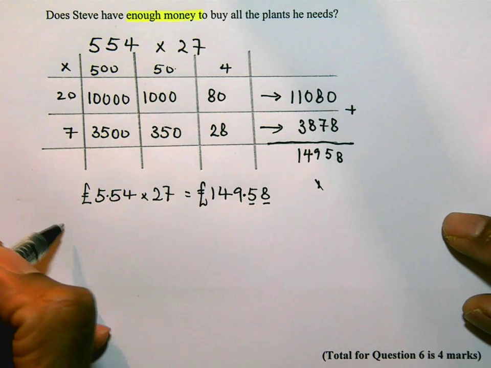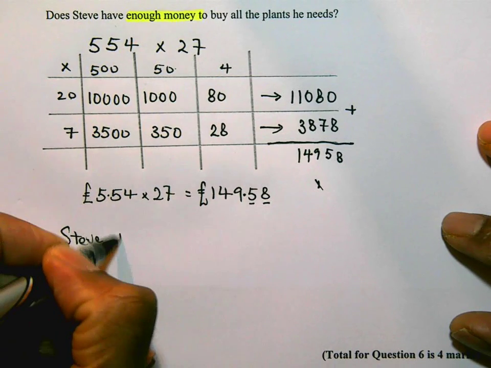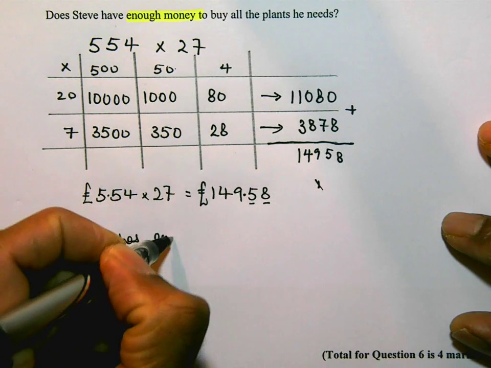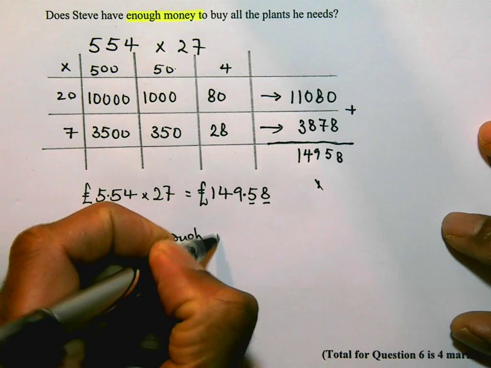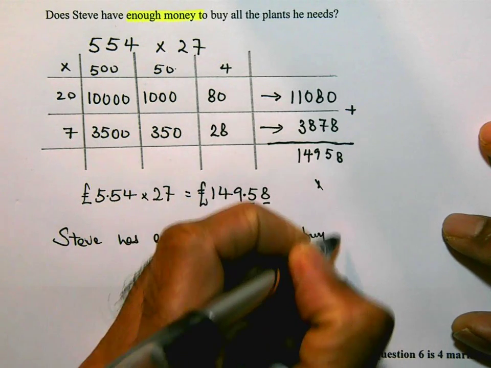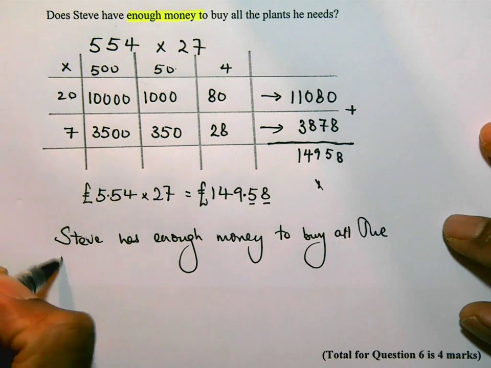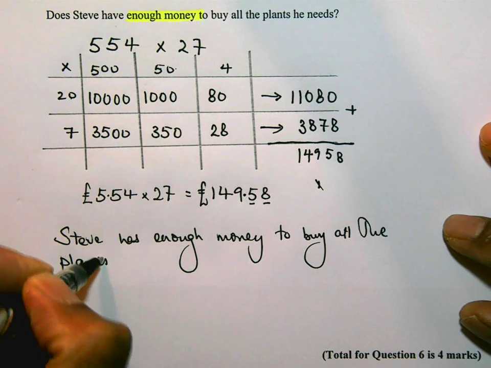And that's what I'm going to write. Steve has enough money to buy all the plants he needs.